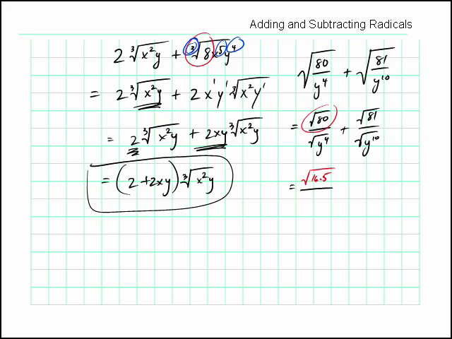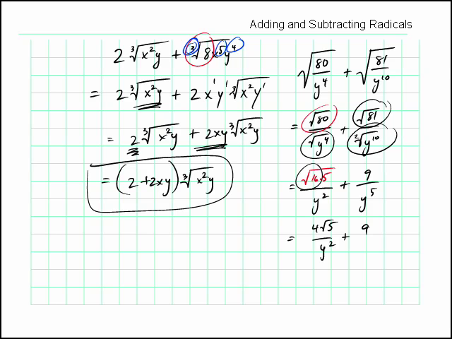Over y, the square root of y to the 4th is just a y squared, plus the square root of 81 is 9, and the square root of y to the 10th, 2 goes into 10 exactly 5 times, as y to the 5th. Now the square root of 16 is 4, so we have 4 square root 5 over y squared plus 9 over y to the 5th.